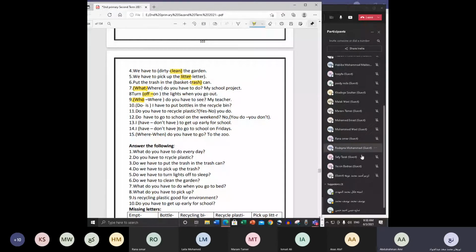Number 10. Rudaina. Do or does? Yes, do. Okay. I have to put bottles in the recycle bin? Do. Thank you. Do I have to put bottles in the recycle bin? Sure, yes, I do.